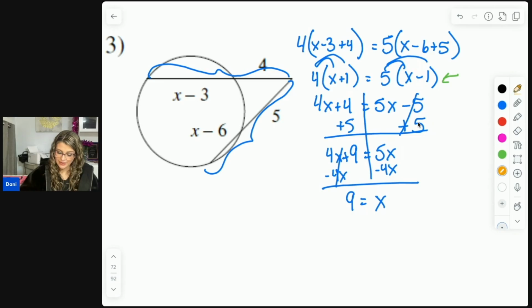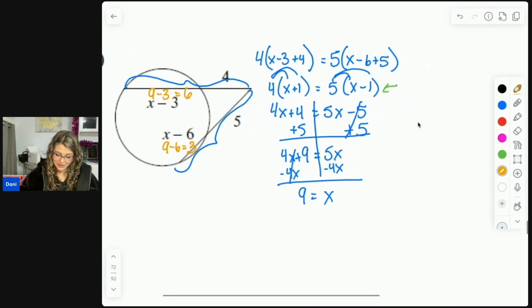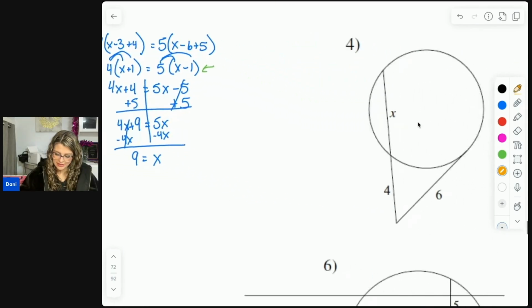So if we really wanted to, just for fun, state the length of this, x minus 3, that would be 9 minus 3, which equals 6. And then we have 9 minus 6 here, which equals 3. Technically, we just needed to solve for x, but it doesn't hurt to check to make sure, does my answer make sense? Because if you got a negative there, then you know you did something wrong, okay? So it doesn't hurt to check just a little bit.